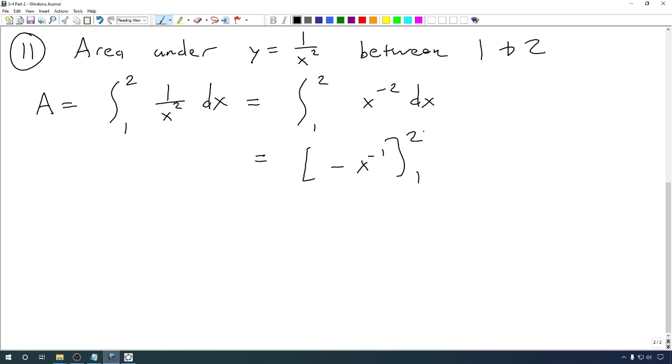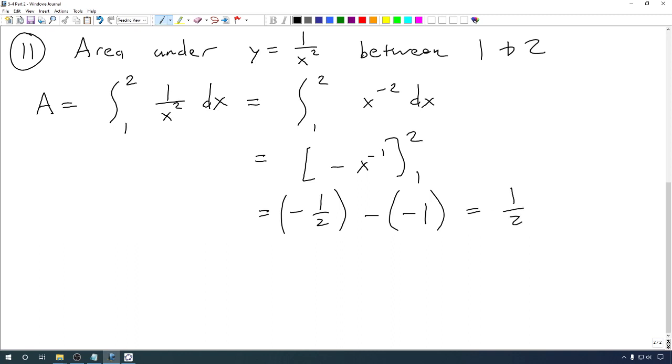We plug in 2. We have a negative of 2 to the negative 1, but that is just a 1/2. Minus, this minus is from the Fundamental Theorem of Calculus. This minus is the minus that we have here, and we plug in 1. So 1 to the negative 1 power is still just 1. In other words, we have negative 1/2 plus 1. In other words, we have 1/2.